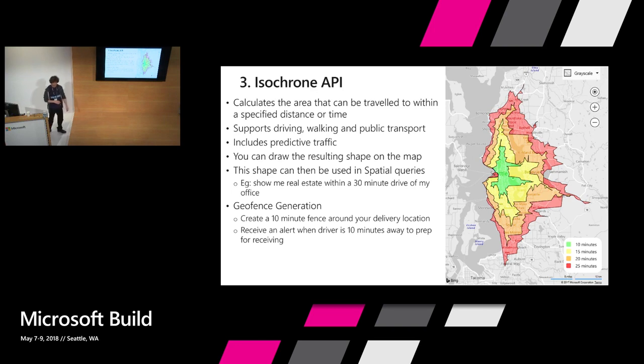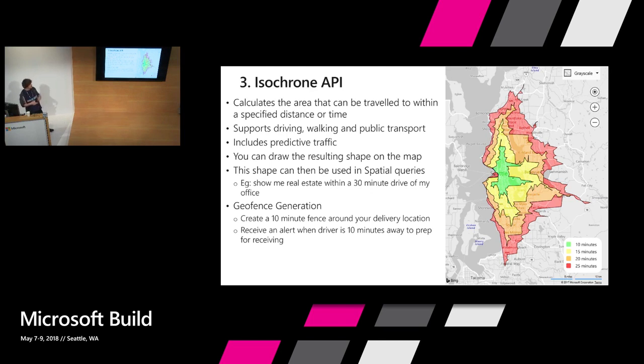This is one of my favorites, the Isochrone API. Think of this as how far can I drive in a given amount of time. So here we're looking at Seattle, and we've got 4 concentric locations, and these were created at 10, 15, 20, and 25 minutes. So from the middle of Seattle, that's how far I can get.